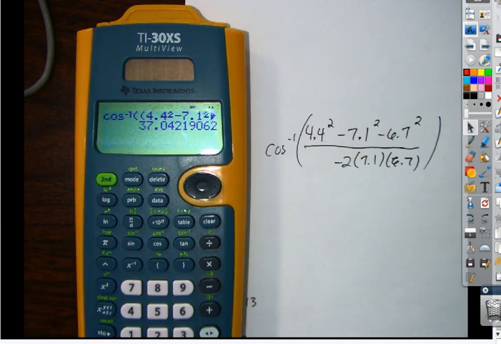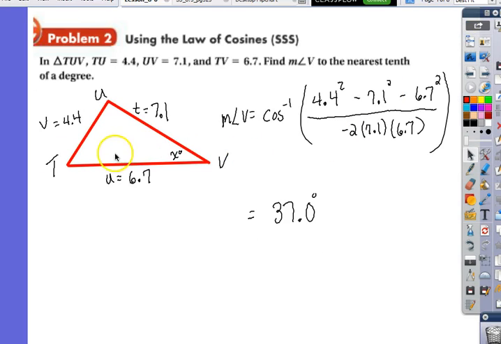You can also use a little bit of logic when you're examining your answer. For example, in this particular problem, I was finding the angle measure opposite the smallest side. So I would expect a fairly low degree angle. If I found all the angles of this triangle, this would be the smallest. 37 fits into that. If I had gotten 93, but this was the smallest side, there's no way that could have happened, because 93 has to be the biggest angle, but it can't be because it's supposed to be opposite the smallest side.